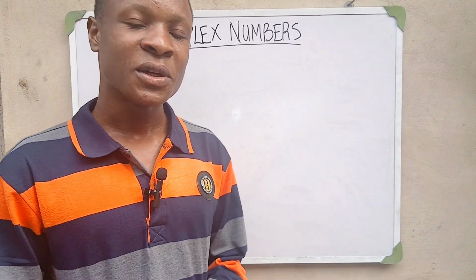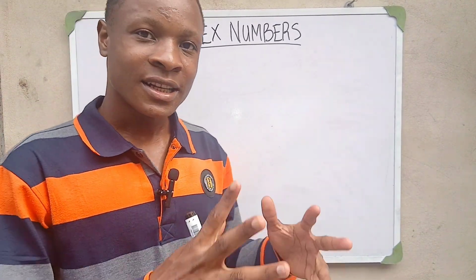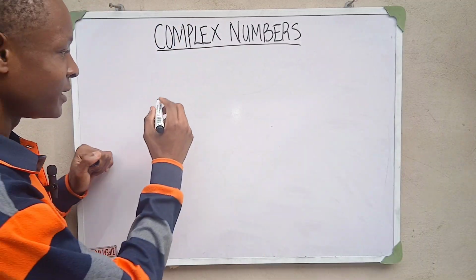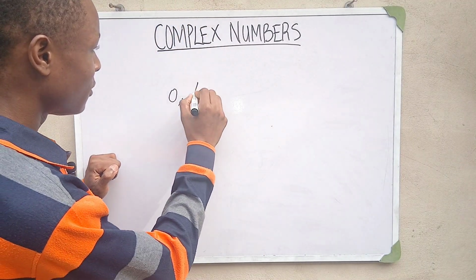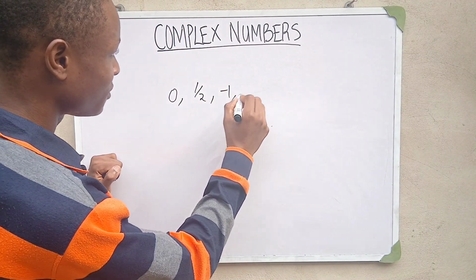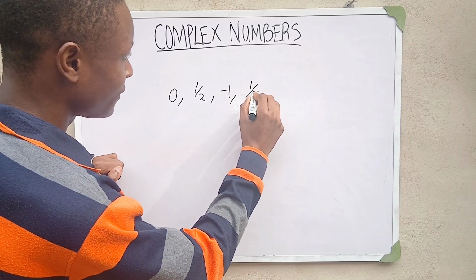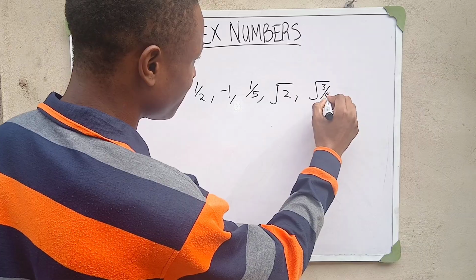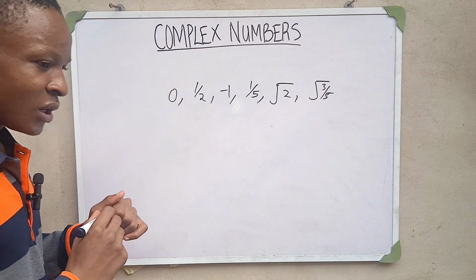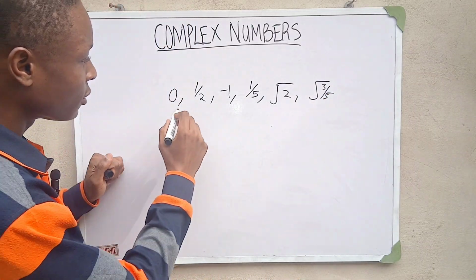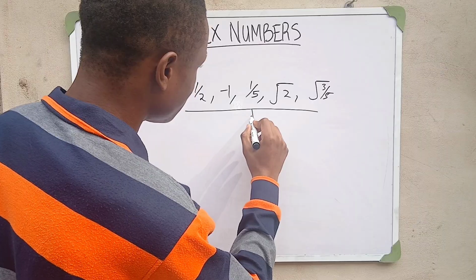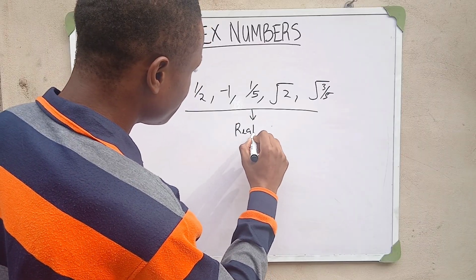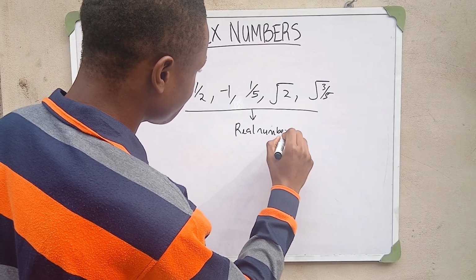In today's video, we're talking about complex numbers. Now, we are all familiar with numbers like 0, 1 over 2, minus 1, 1 over 5, square root of 2, square root of 3 over 5. Numbers like this are called real numbers.